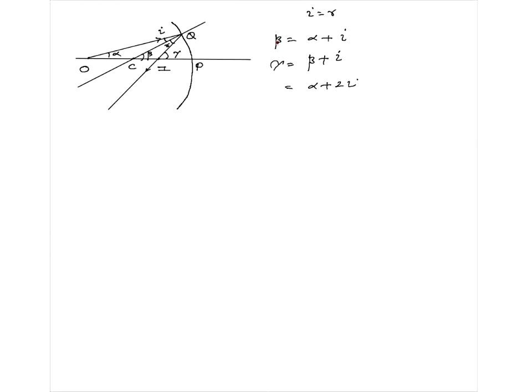Multiplying this equation by 2, and now this minus this. So we have 2 beta minus gamma equal to alpha, or 2 beta equal to alpha plus gamma.